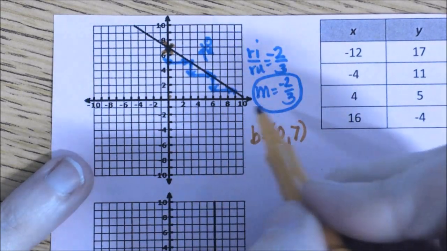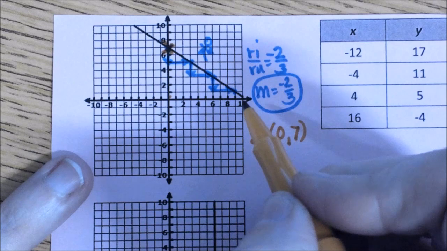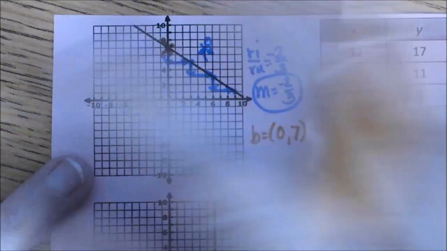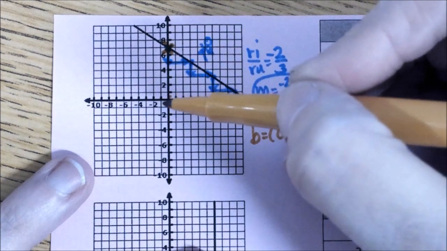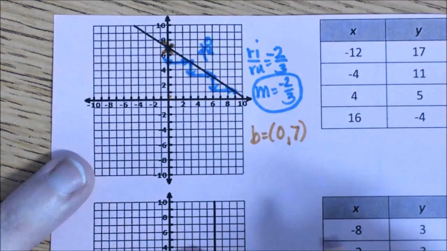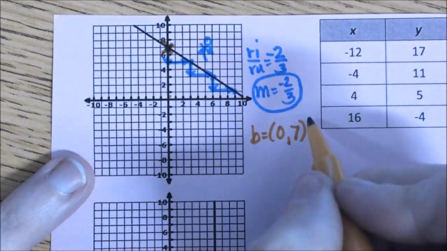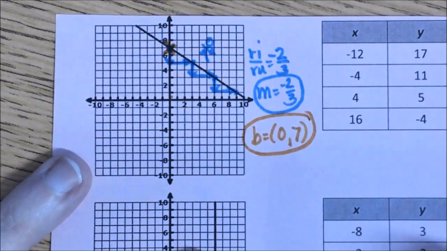So for example, if the x-intercept was 10, we'd write it as (10, 0). So that's going to change the way we write the ordered pair. Remember, we always move side to side first and then up and down. So I go over 0, up 7. That's why the ordered pair is (0, 7). So that's my y-intercept. Okay?